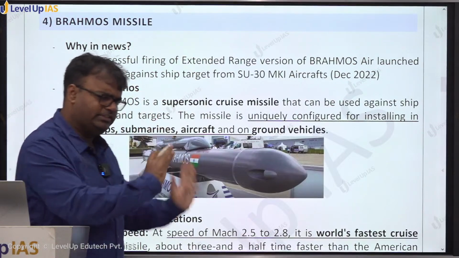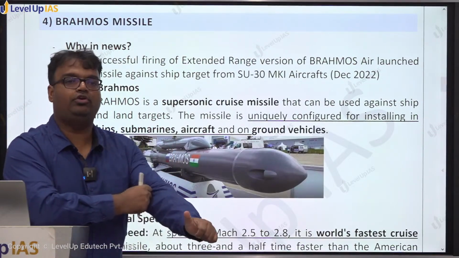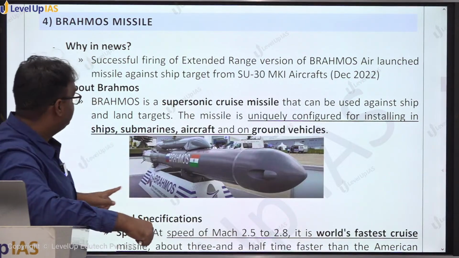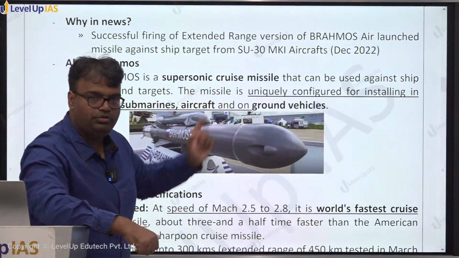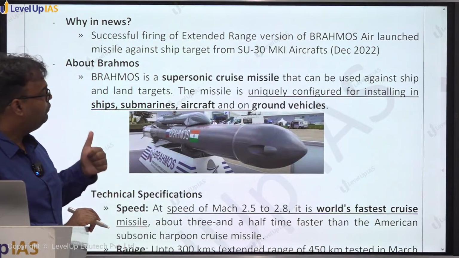Now we'll come to extended range. First, let's understand what BrahMos is. BrahMos, first of all, is a cruise missile. It's not a ballistic missile. It's a supersonic cruise missile. That is, it can travel at a speed faster than the speed of sound.